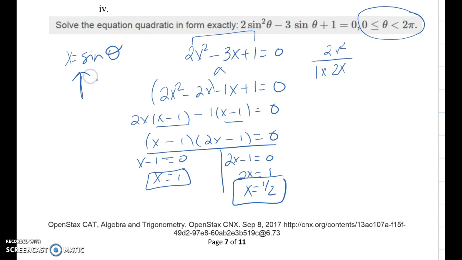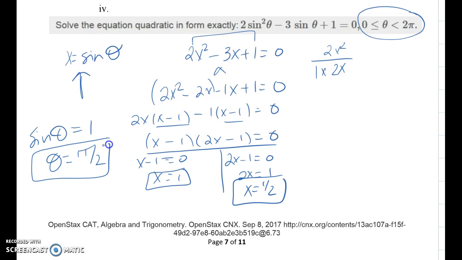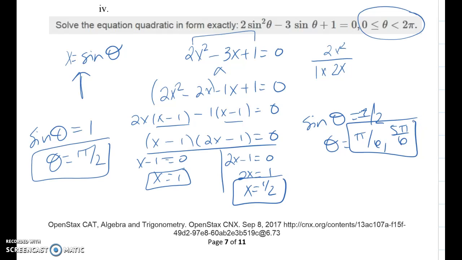Go back up here. So that means that sine theta is equal to 1. So when sine theta is equal to 1, theta is equal to pi over 2. And then sine theta equal to positive 1/2 happens at theta equal to pi over 6 and 5 pi over 6. And so we've got 3 answers on this one.